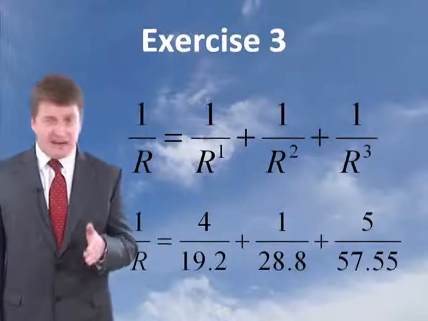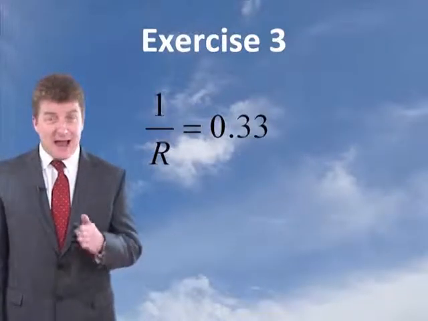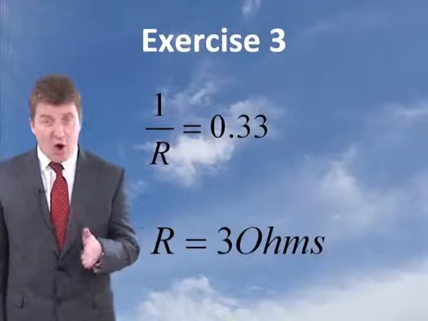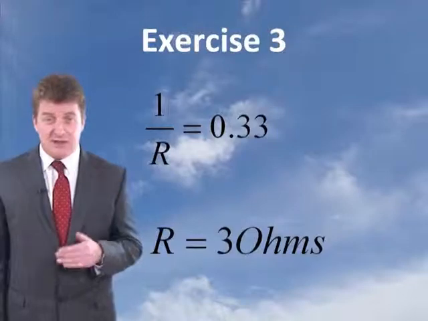This gives us 1 divided by R equals 0.33. Therefore, the effective resistance of all of it is 3 ohms. That's 3 ohms.